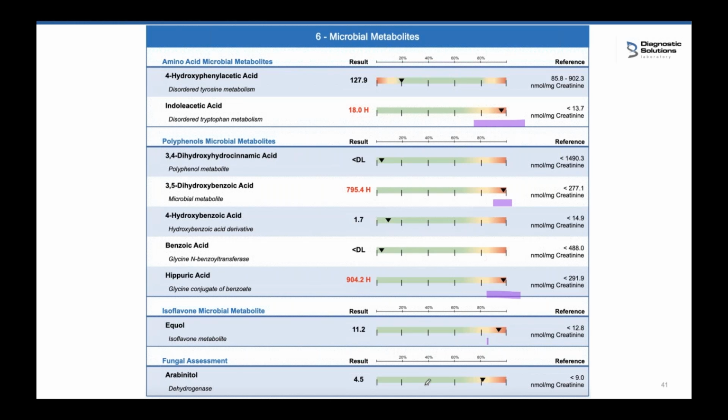I'm not too worried about that. But then your arabinitol is on the higher end here. So that D-arabinitol is one of our yeast markers. It is non-specific for Candida. So if all you saw was an arabinitol, it would not be fair game to treat Candida. You need to see other signs. You need to find Candida somehow.